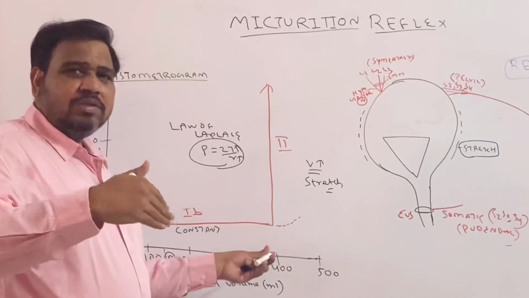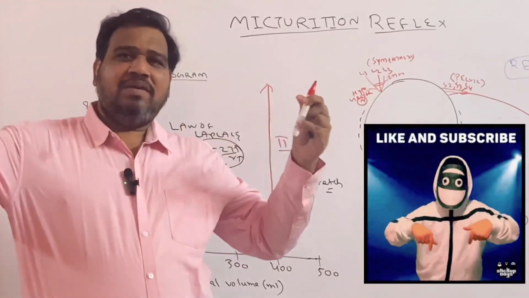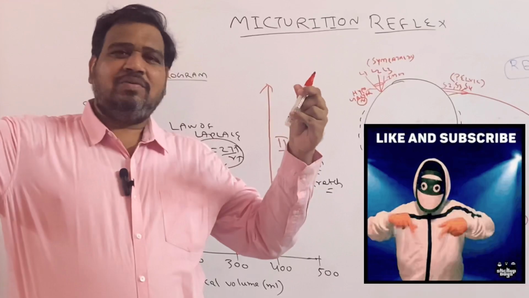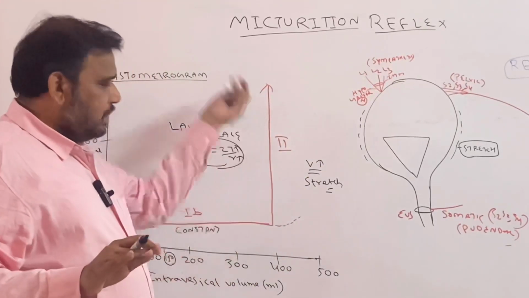Once the volume is more than 400, the bladder cannot stretch. It has a capacity. It can't keep on stretching or it would get ruptured. So once 400 is reached, the threshold level is reached, and the pressure starts rising.